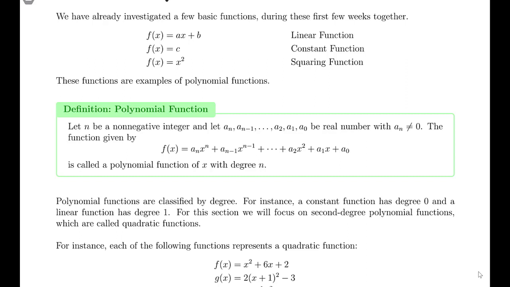So then we have these a sub n minus 1, a sub 2, and so on. Those are real numbers. Those are our coefficients on the polynomial. And the strict mathematical definition of the polynomial is given in the middle here, where you have f of x equals a sub n times x to the nth power plus a sub n minus 1 times x to the n minus 1 power, and so on, until you get down to the a sub 0, which will be your constant term. This is called a polynomial function of x with a degree of n. So whatever the highest power is identifies the degree of that polynomial.